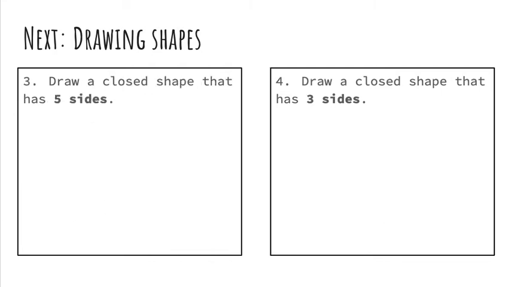All right, now I want you to draw 2 more big boxes, a box that's number 3 and a box that's number 4. And then inside each box, for number 3, I want you to draw a shape with 5 sides. And then for number 4, I want you to draw a shape that has 3 sides. Go ahead and do that. Pause the video. All right, if you're ready to see my shapes, you should be pressing play.